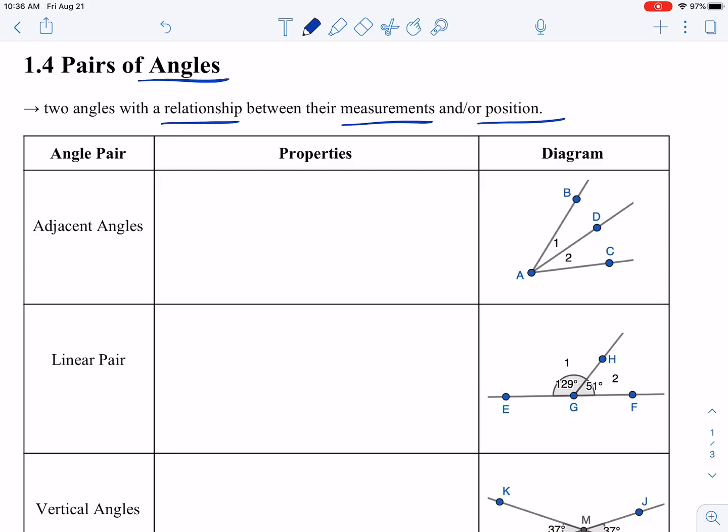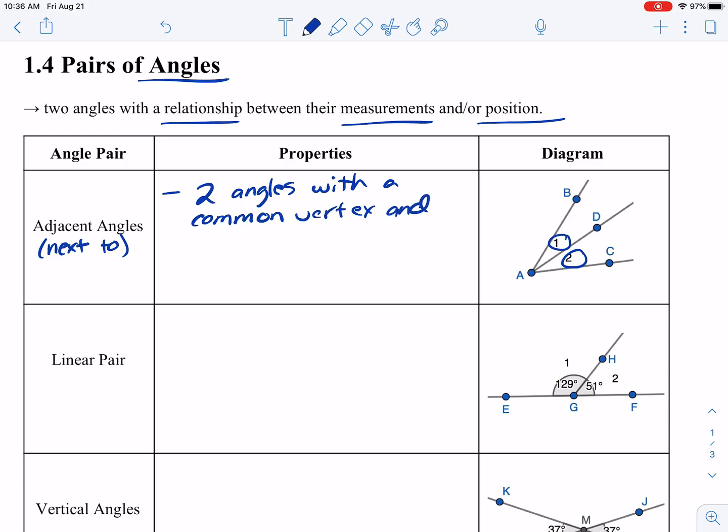An example of that would be this first one, adjacent angles. You can think of adjacent angles as angles that are next to each other, right? Adjacent means standing next to. So angle 1 and angle 2 are adjacent angles. Our formal definition is two angles with a common vertex and side. And if you remember, that common side is a ray. Sides of an angle are a ray.